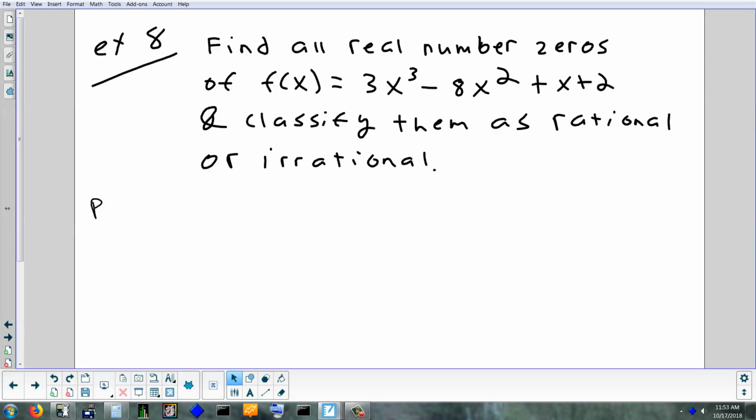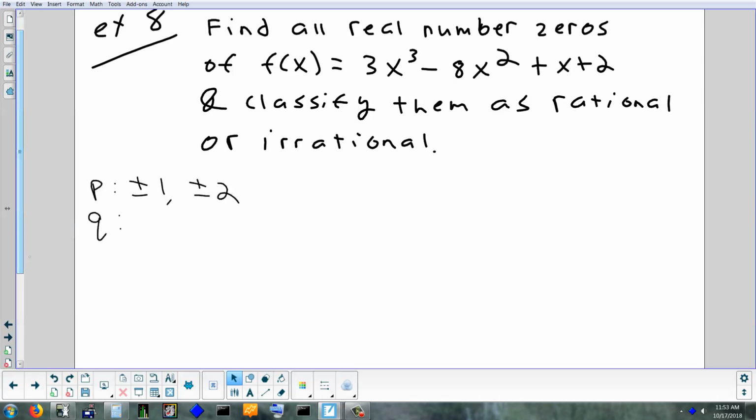So, start with P and Q. What are the factors of P in this case? Plus or minus 1, plus or minus 2. What are the factors of Q? Plus minus 1, plus minus 3. Yep. So not a ton of variety, but a little bit. We could have 1 over 1. We could have 1 over 3. We could have 2 over 1 or 2 over 3.